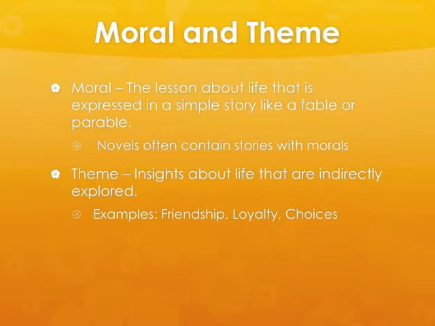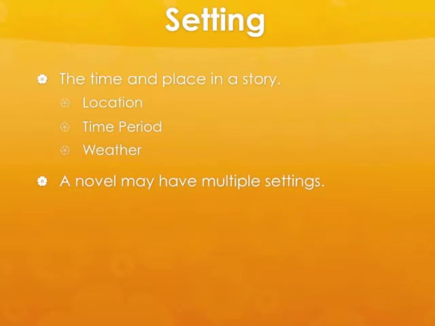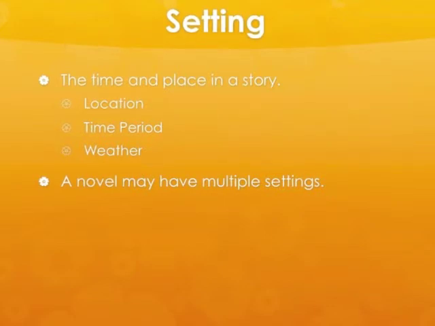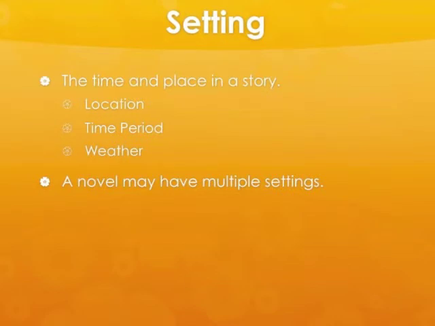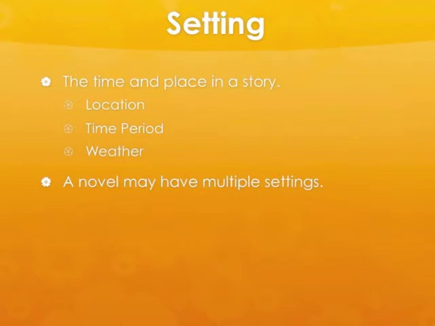Now, the last important story element is setting, and the setting is pretty straightforward. It's the time and place of the story. This includes things like the location, where in the world is it? The time period, is it past, present, or future? But it also includes things like the weather.